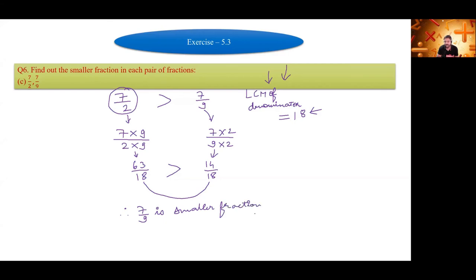Is it clear to everyone? The CMM did not tell you directly; it told you the cross multiplication method. But the limitation of the cross multiplication method is that you can compare only two fractions. When you are given 4-5 fractions together, you cannot compare them with cross multiplication. That is the limitation, so that's why use this method only. Whether there are 2, 4, 5 or 10 fractions, you can compare them. Okay?